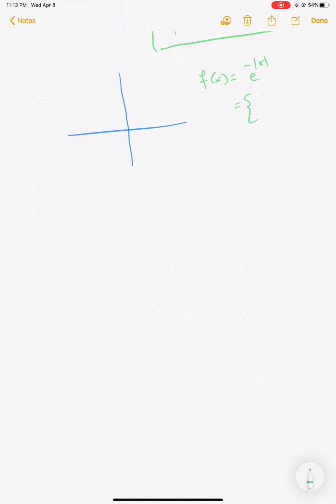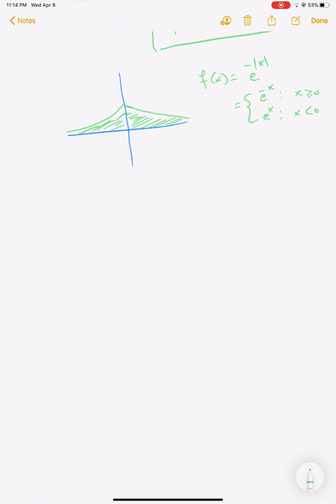That is e to the minus x when x is positive. Again, I don't care what happens at the equality, and e to the x when x is negative. So if you draw it, e to the x when x is negative is like this. But then when x reaches 0, the function becomes e to the minus x, which is something like this, right? So now the question, what is this area bounded between the curve and the x-axis?